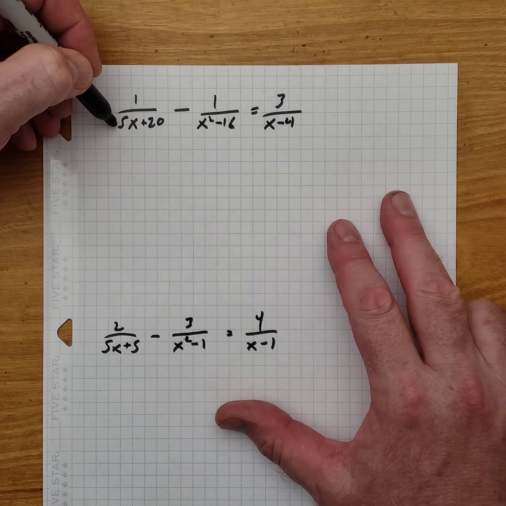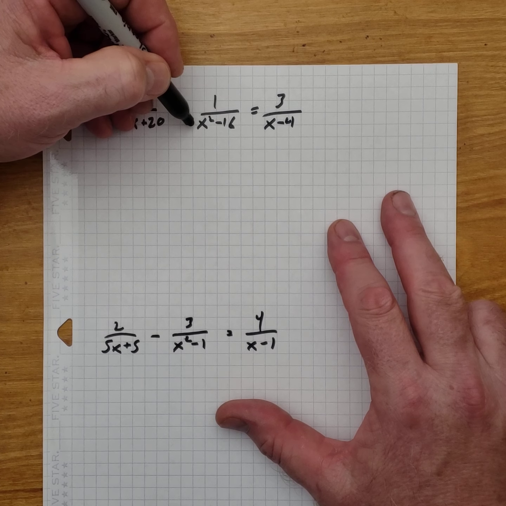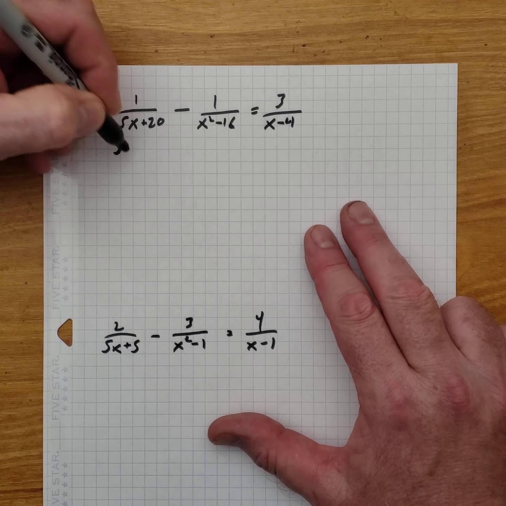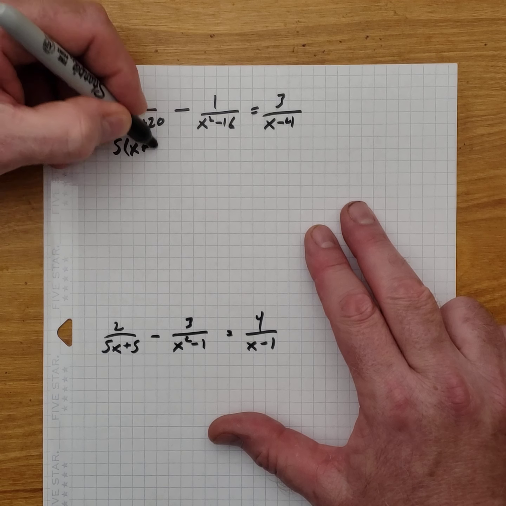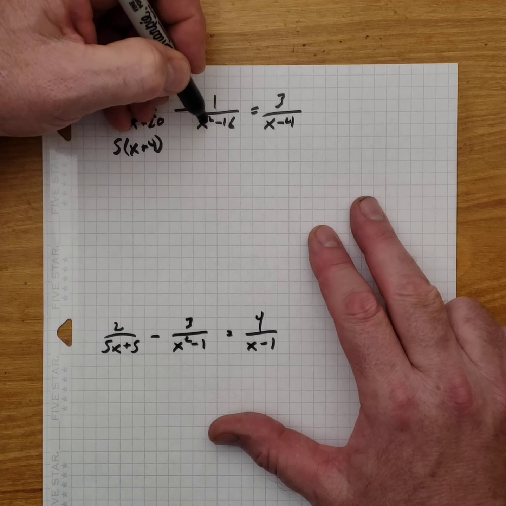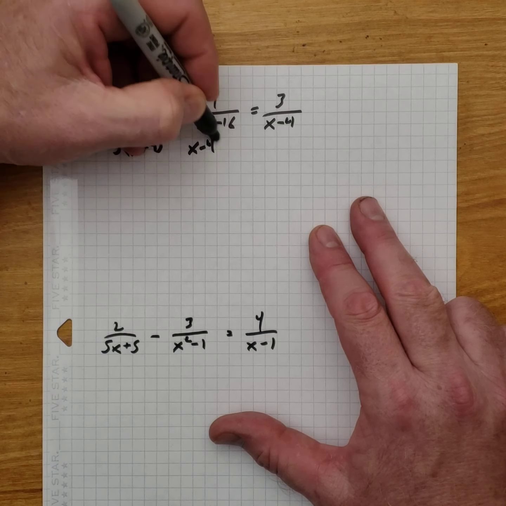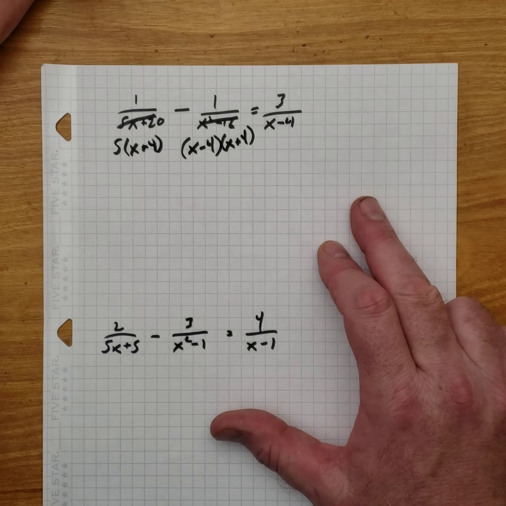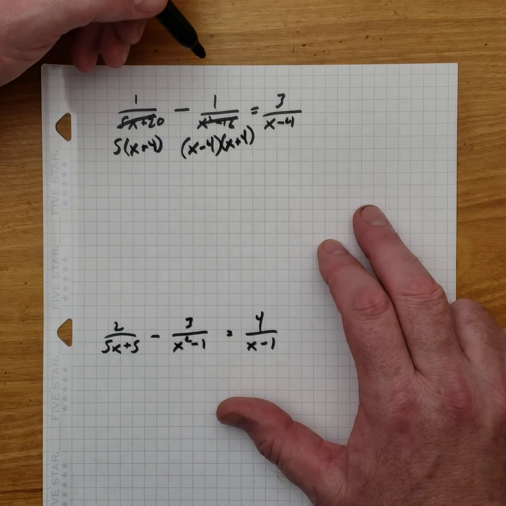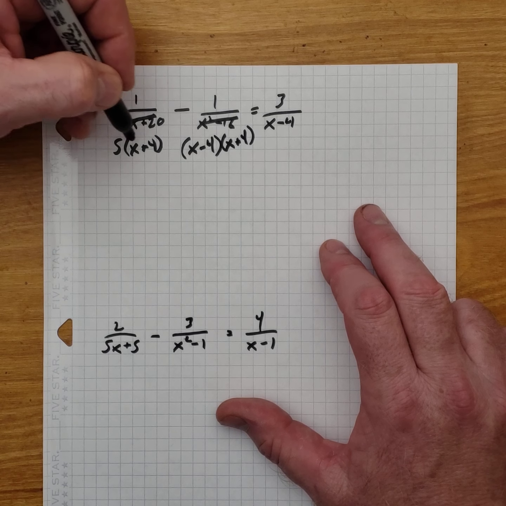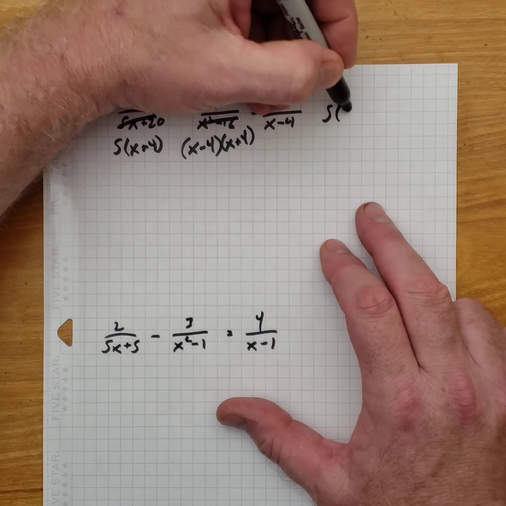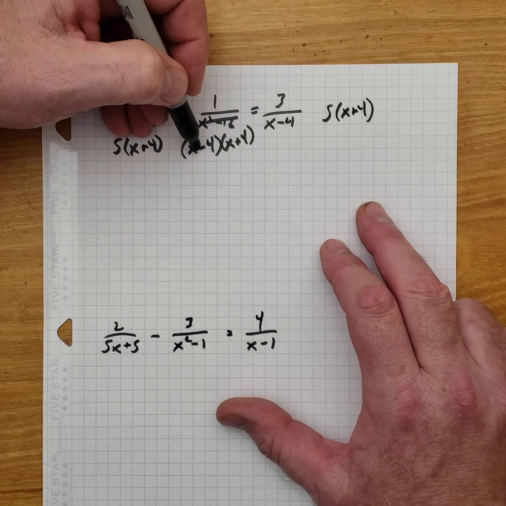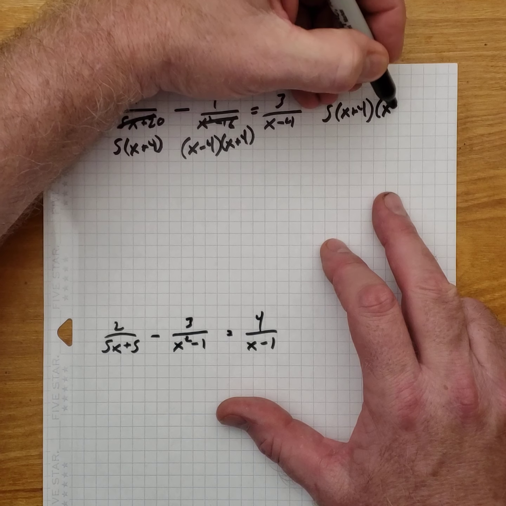So we've got 5x plus 20 in the bottom here, x squared minus 16 in the bottom there, and x minus 4 there. If we factor this guy, we can take out a 5, and we're left with x plus 4. If we factor this guy, we've got x minus 4 times x plus 4. So what we need to multiply by to cancel out everything is 5 and x plus 4. And the x plus 4 will take care of that, but we also need the x minus 4, which will take care of the rest of it.